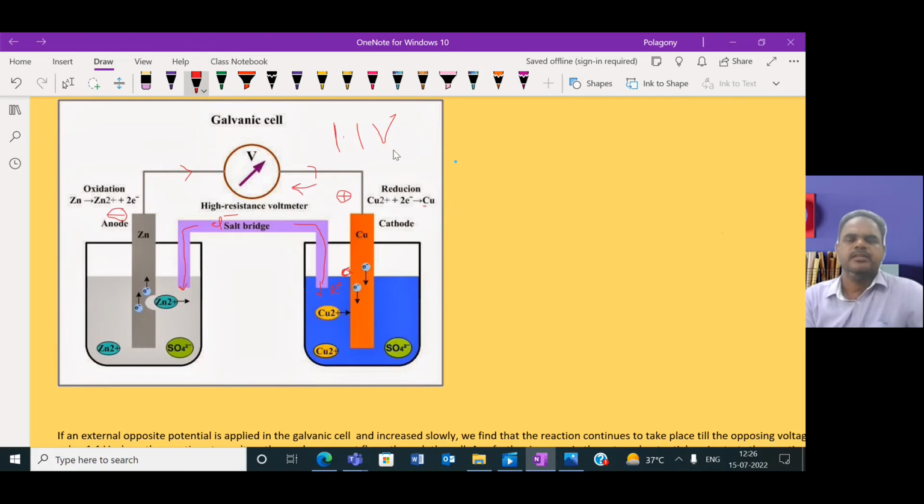That means when the external voltage exceeds 1.1 V, or an external battery is applied over this galvanic cell, the electrons stop moving and the galvanic cell itself changes into an electrolytic cell. Then the electrons move towards the anode and the charge movement takes place towards the right, in the opposite direction.